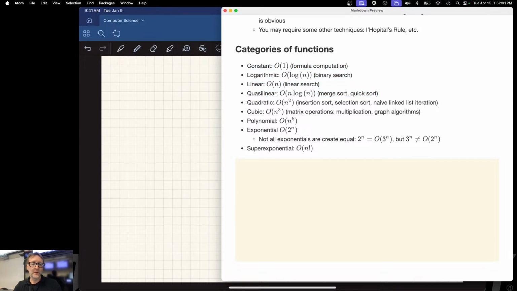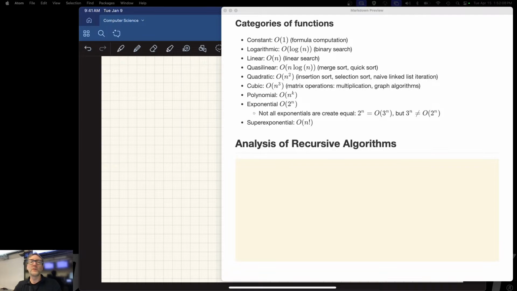Okay? All right, well, what do we do about some algorithms that you might have seen before that are, say, recursive? So did you cover recursion in CS1? Yes? No? Oh, no? Not at all? Okay.